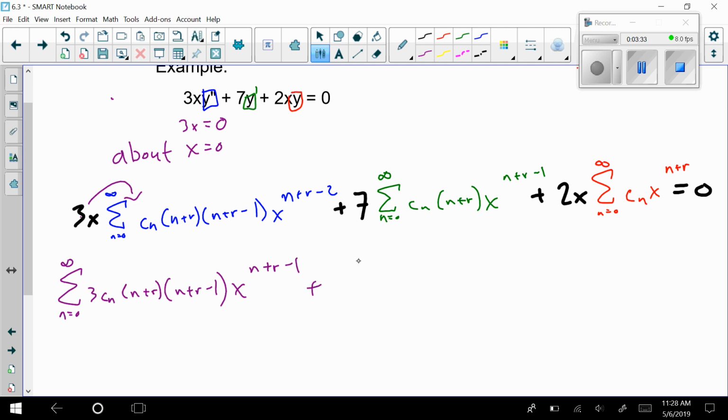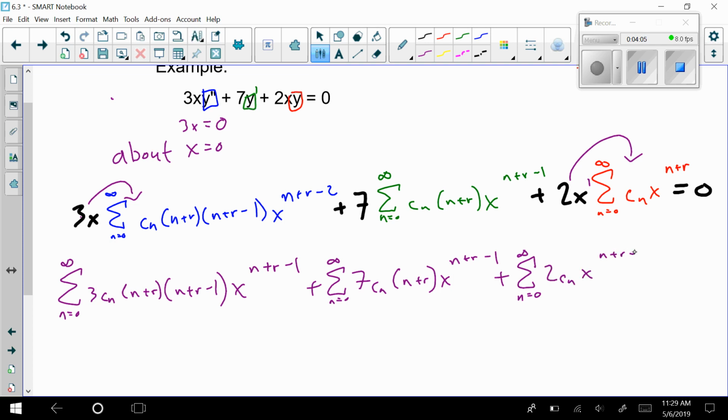Then I have plus, of course, this 7 just gets pushed in there. The summation from n equals 0 to infinity of 7 c sub n, n plus r, x to the n plus r minus 1. Now I'm taking this in, and this is an x to the first, so I actually gain an x. So this is the summation of n equals 0 to infinity of 2 c sub n x to the n plus r plus 1, and that equals 0.